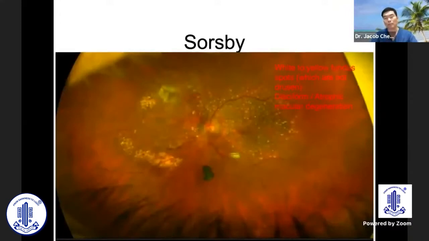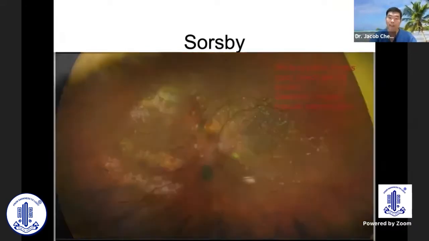And of course, on the patient's opposite eye, which also has the white and yellow spots, the disciform atrophy over the posterior pole. Here we do see some hemorrhages, retinal hemorrhages, which is also typical in Sorsby pseudoinflammatory macular degeneration.